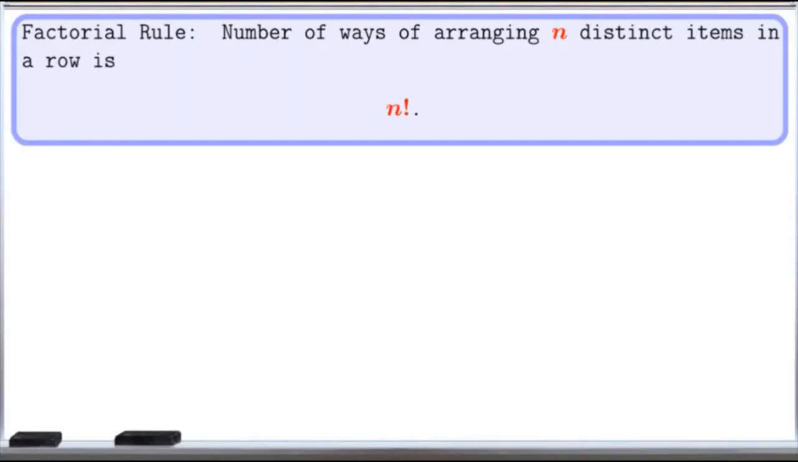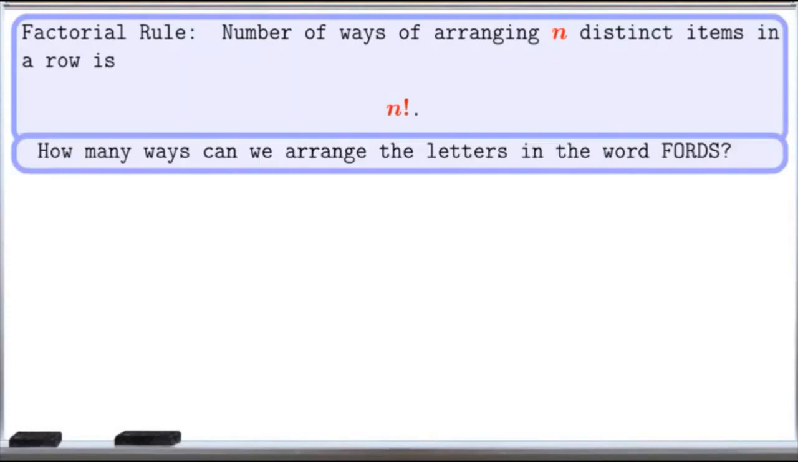In this video, I will talk about the counting method commonly known as the factorial rule. The number of ways of arranging n distinct items in a row is given by the factorial rule. So let's look at this example. Here we need to find out how many ways we can arrange the letters in the word F-O-R-D-S, fords.